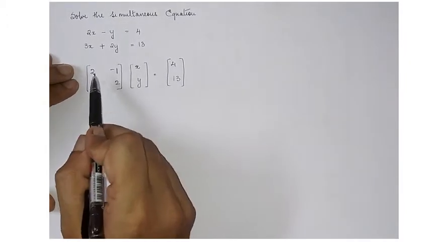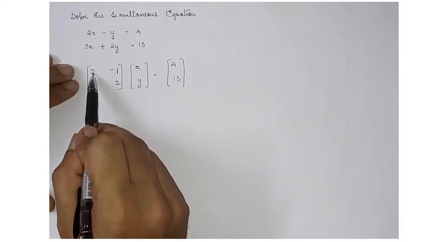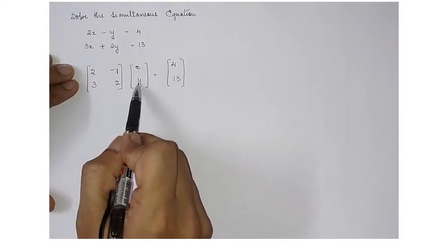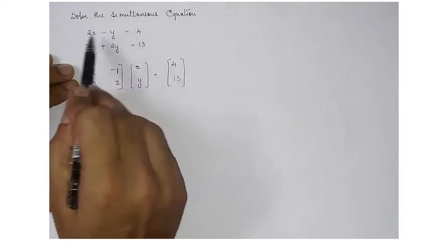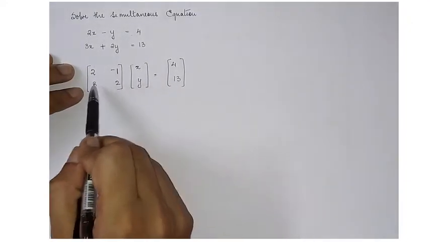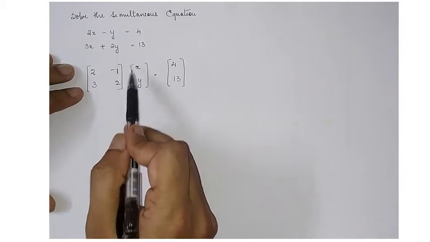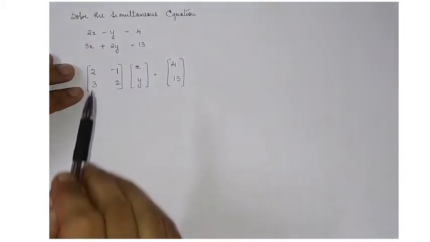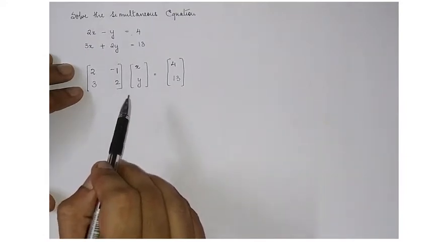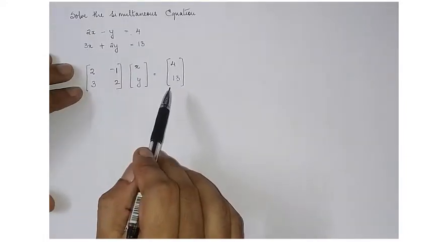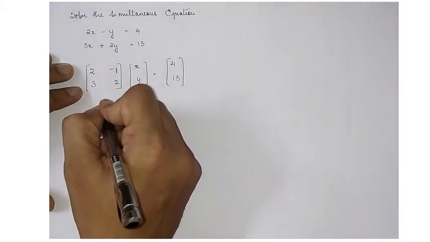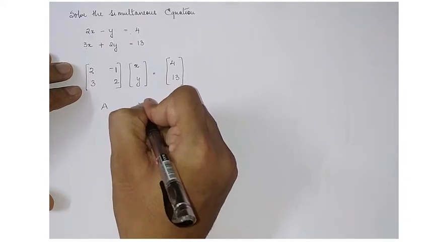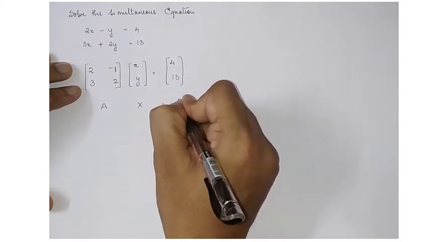Now watch carefully. This can be written using matrix multiplication. It becomes 2x minus y is equal to 4, so the same equation will be formed. Now using matrix multiplication, 3x plus 2y is equal to 13. So the same equation is written in matrix form like this. Now consider this is in the form AX equals B.